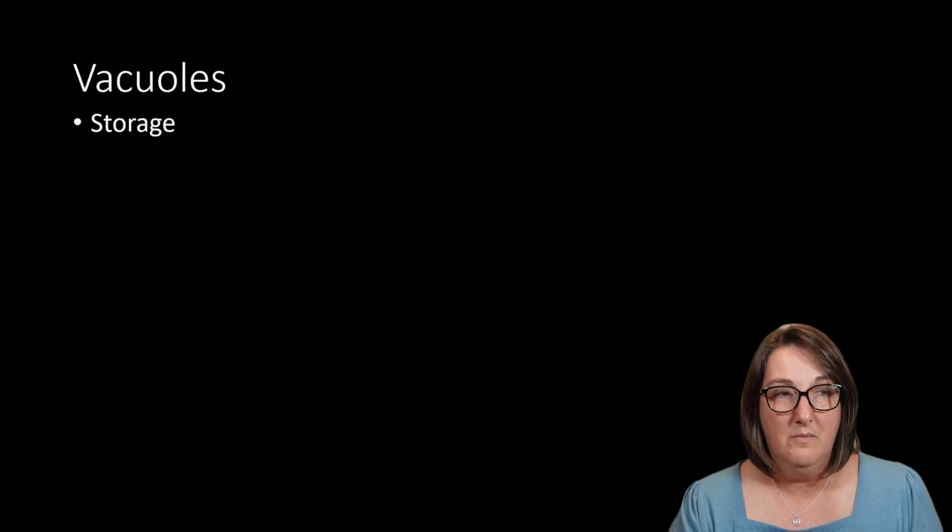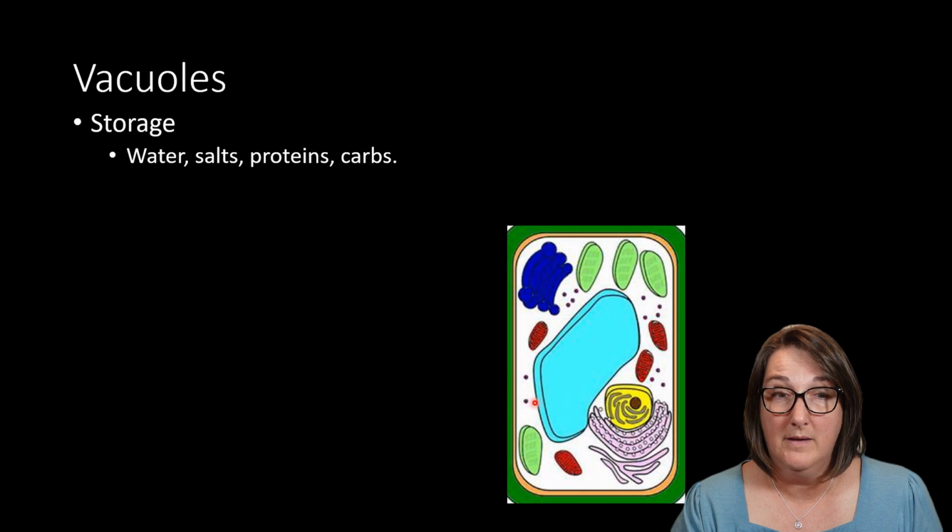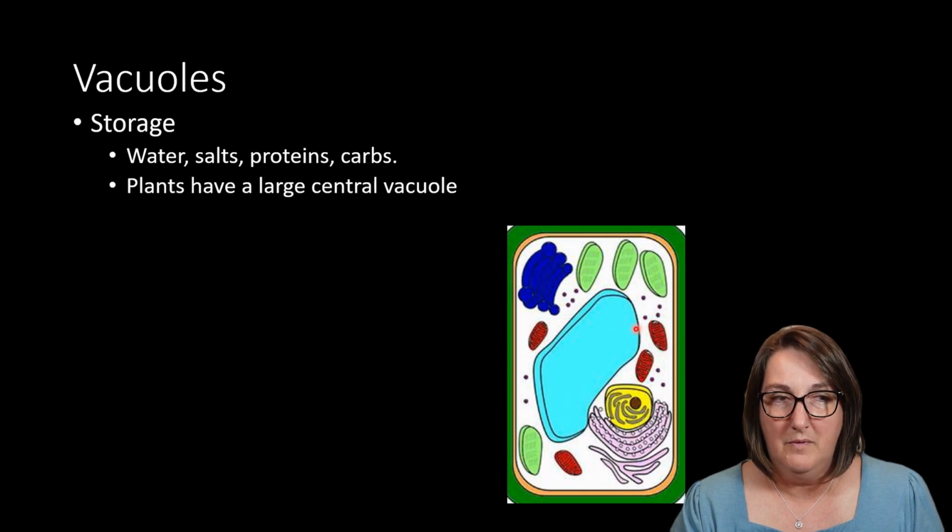Okay, vacuoles, these are going to be storage. This is going to hold things like water, salts, proteins, and carbs. I'm going to find them in plants. We're going to talk more about the plant vacuole here in a minute. But I can also have them in animal cells, and in animal cells they're going to be used more like a food type of storage.